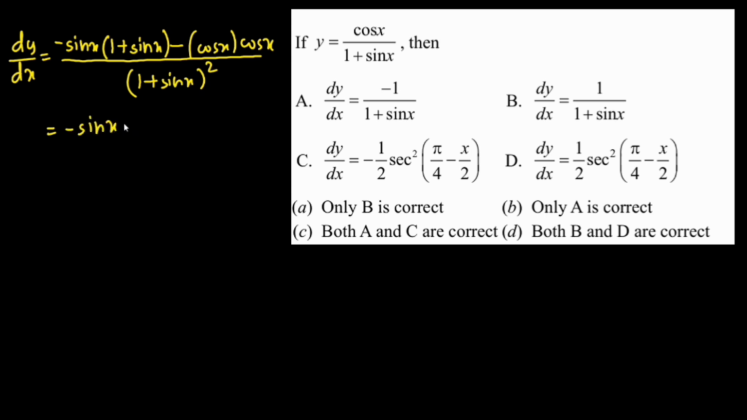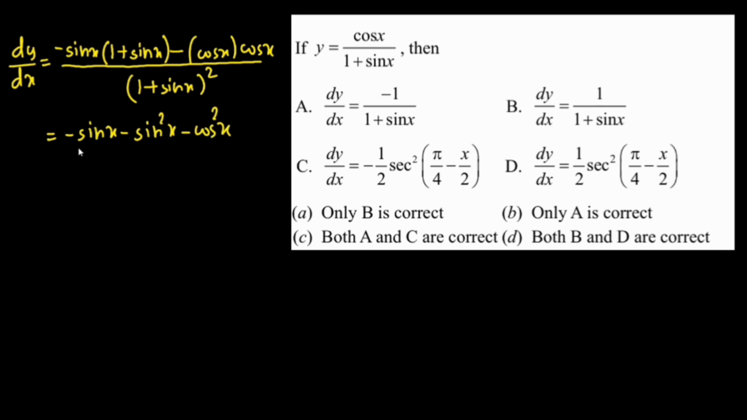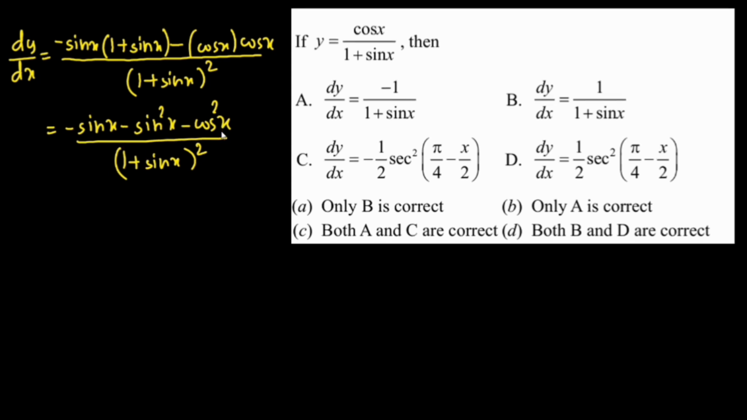Minus sin x plus, into minus is minus sin square x minus cos square x, divided by 1 plus sin x whole square. See this numerator. Here sin square x plus cos square x, we know the identity. So I can take out minus common from these two. It will become sin square x plus cos square x, that is 1.